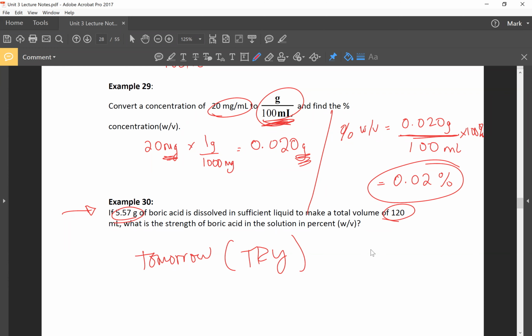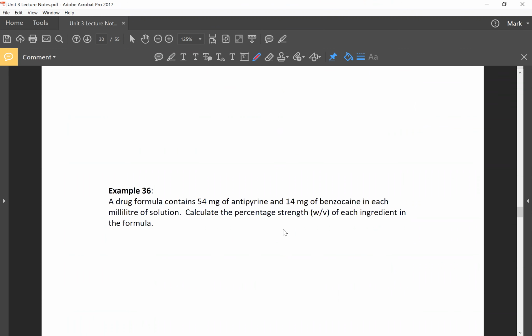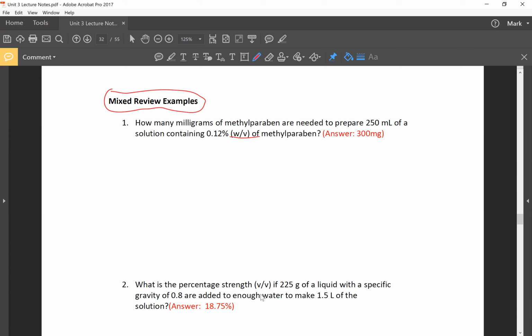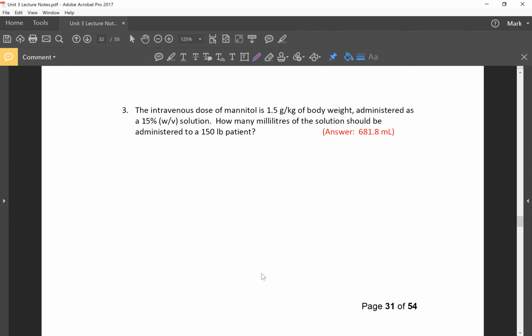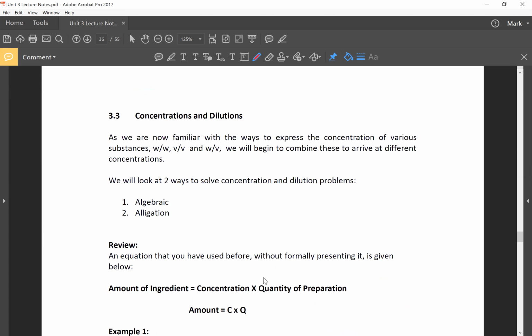And then tomorrow we'll look at some more examples of this. And then I'll do a couple of mixed examples. And again, mixed examples means they could be from anything. You know, it could be weight and volume. It could be volume. We'll do a couple of those. And then we'll get into dilution.